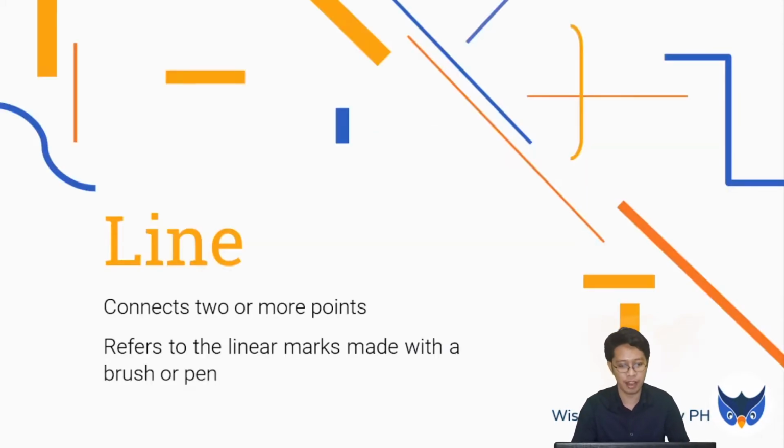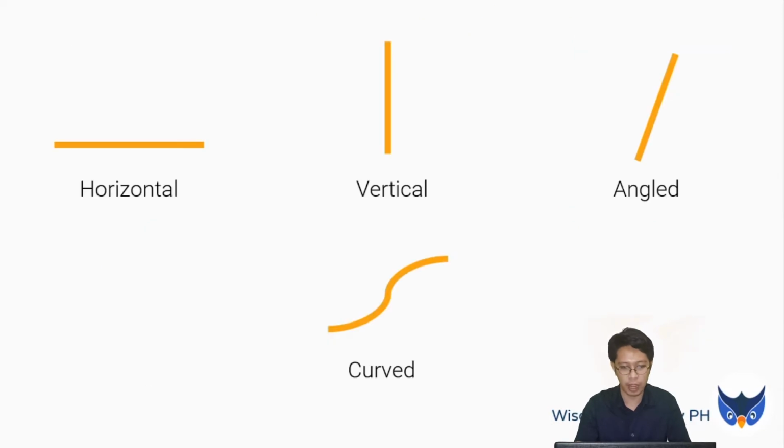First element that we have is the line. So, the line connects two or more points and or refers to the linear marks made with the brush or pen. Anything na dalawang dot na kinonect mo ay isang line. And we have different kinds of lines. Kung pahiga, we call it horizontal. Pag patayo, we call it vertical. If it is inclined or in an angle, call it an angled or diagonal lines. And we also have curved lines. So each of these lines ay merong iba-ibang uses na pwede nating gamitin sa paggawa ng ating design.